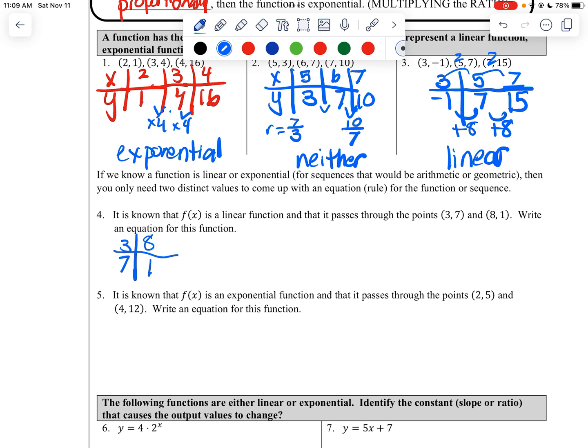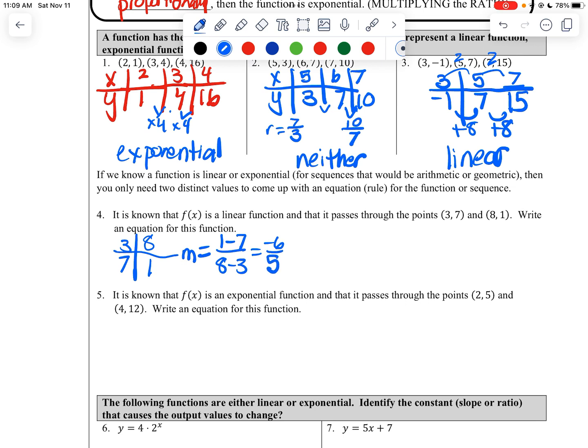Well, we can always find the slope. We're getting really good at slope. Rise over run. So 1 minus 7 over 8 minus 3. So we have -6 over 5.